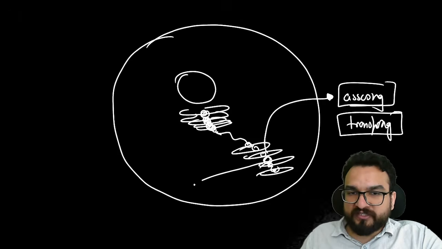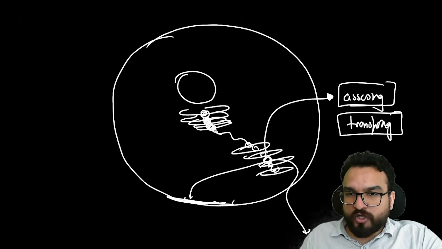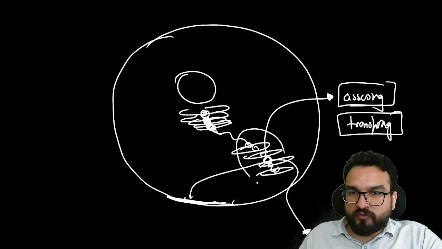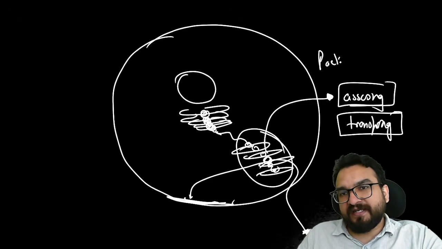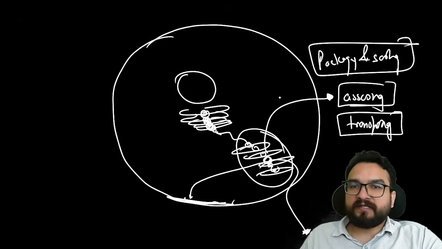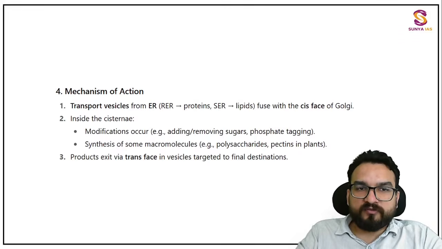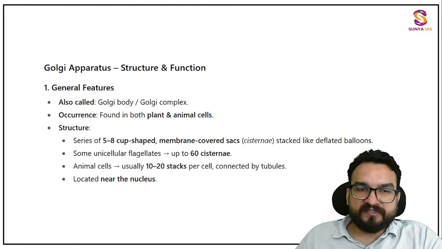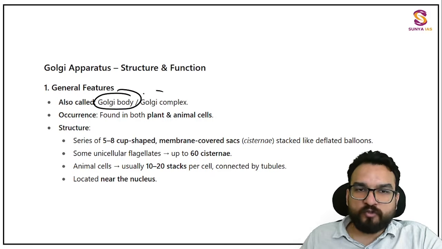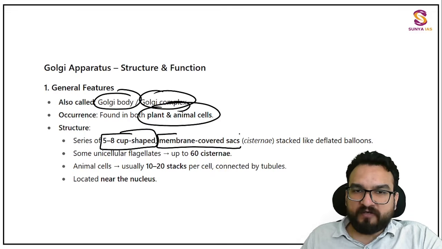Either this protein is for the cell wall maintenance, cell membrane maintenance, or it should go out of the cytoplasm. This all work of packaging and sorting is done by Golgi apparatus. Let me show you the function later, first look at the general features: the Golgi body, Golgi complex, found in both the cells, 5 to 8 cup shaped membrane covered sacs which is known as cisternae.